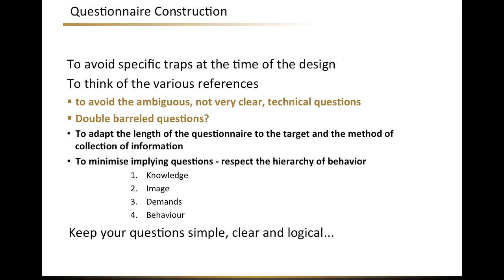When you're designing questions for your survey, you want to start by thinking of specific traps that you may get caught out by. You want to think of particular references to key points of the topic that you're trying to investigate. You want to avoid ambiguous questions, questions that aren't clear, questions that are technical, full of jargon, and specifically, one of the main failings of many questionnaires is what's referred to as a double-barreled question. And a double-barreled question is where you ask 2 things in the one question. And it could be about, are you happy and satisfied with life?